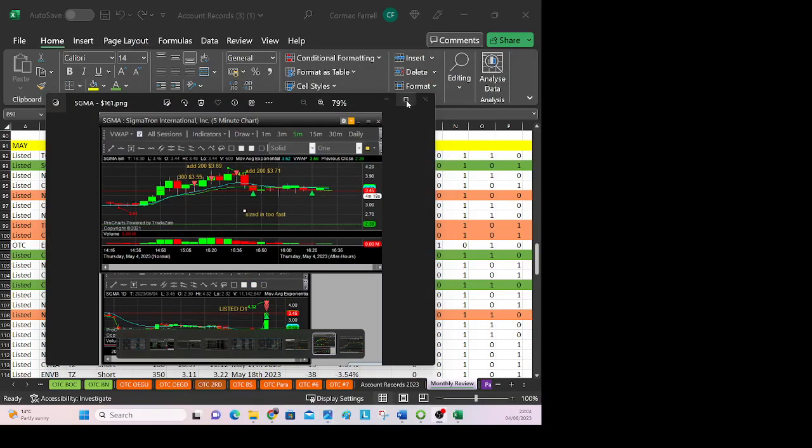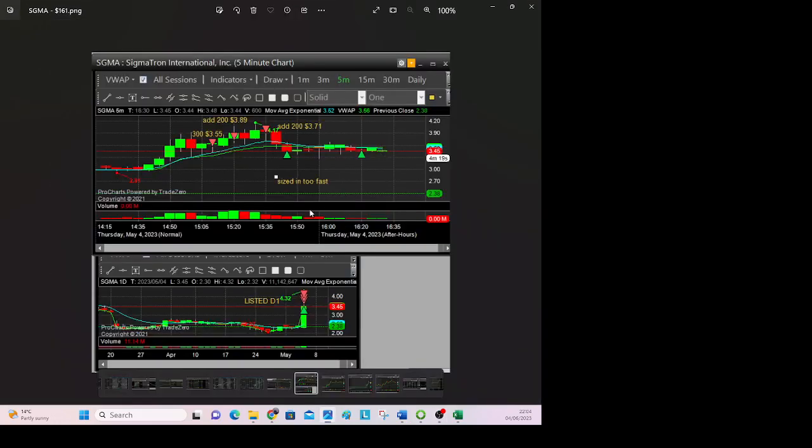Yeah, okay. So SGMA was first green day, listed day one short, and opened, ran. I got short here after it topped out, pulled back to VWAP. I think this is just too early of an entry. I have sized in too fast here. 300 shares, 355. It actually ended up getting a winner on it, but added here at 389.